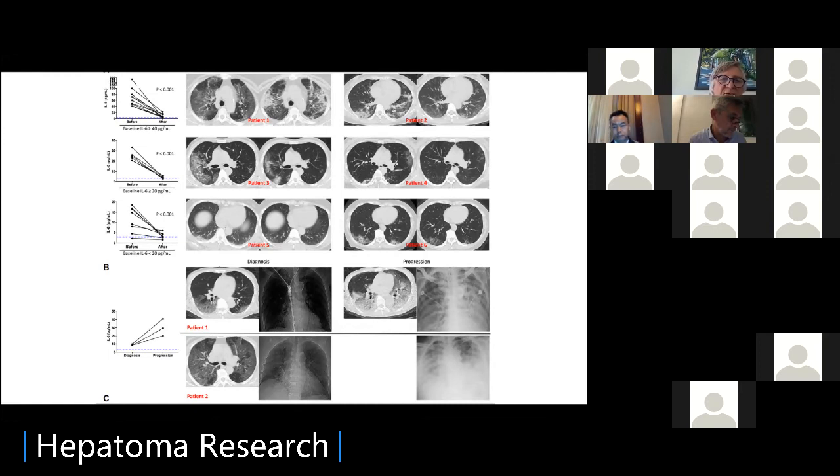In all these cases, there was an increase of IL-6 at the beginning, and the IL-6 then decreases with the healing process. But there are also other patients like these where the situation became worse and IL-6 increased. It shows that you may not need to do a CT scan in every patient, but just monitor IL-6. The next slide.